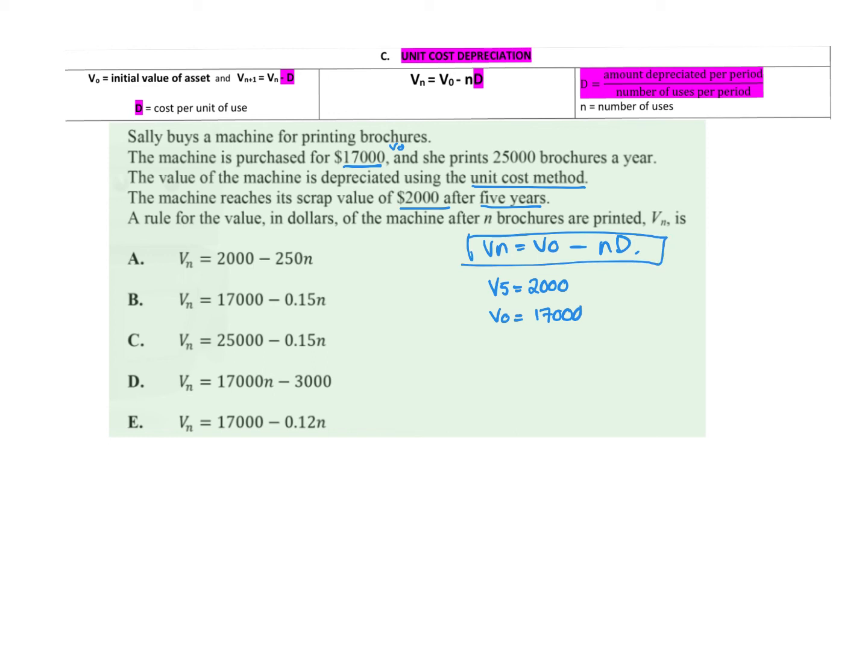We sort of need to know what it costs per year. So let's have a look. If you think about it, how much has it dropped in 5 years? Oh, sorry. It's reduced by 15,000. So 15,000 over 5 years. So if I'm trying to find out the unit cost, I'm trying to find out the D, which is the unit cost. So what I could do is like per brochure or whatever it is.